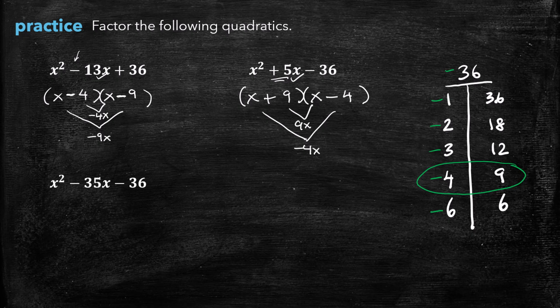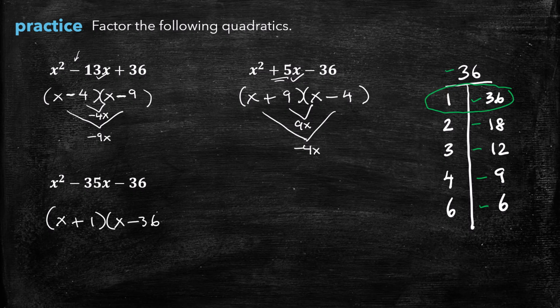What about this? So still negative 36. I still want to get negative 36, but now it appears that the larger term has to be negative, and which is the lucky pair that add to negative 35? This would be it. So I can write this as x plus 1 times x minus 36, and I'll leave the checking to you. And then here's the final one. Wow, x squared minus 36. Notice that there is no middle term.